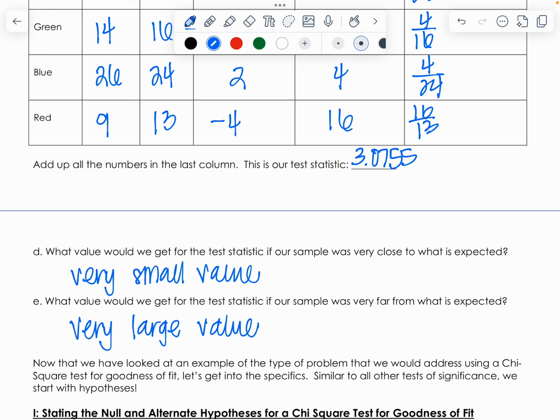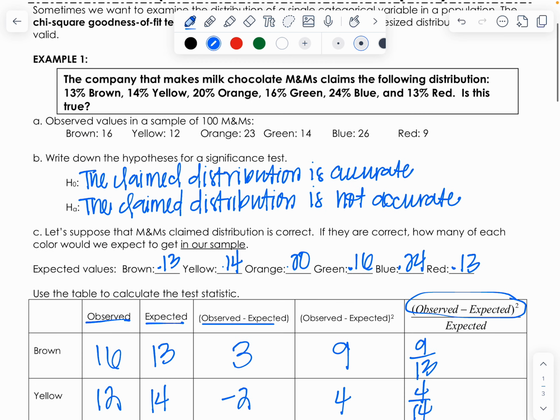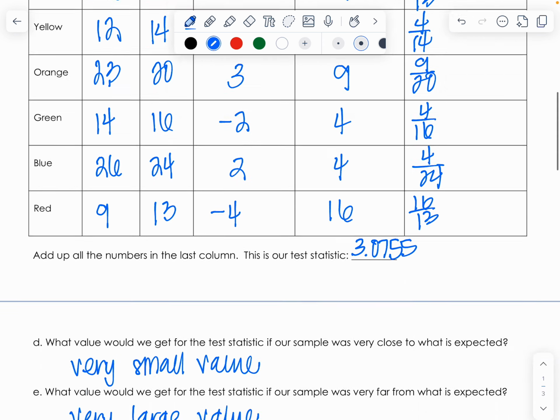Now remember, we are trying to check whether the expected values or percents for that distribution are similar to the observed values. Because if they are, then that's an accurate distribution, which is sort of proving that the null hypothesis is true. But if our observed values are very different from the expected, that might be evidence for the alternate hypothesis, which says that the claimed distribution is not correct.